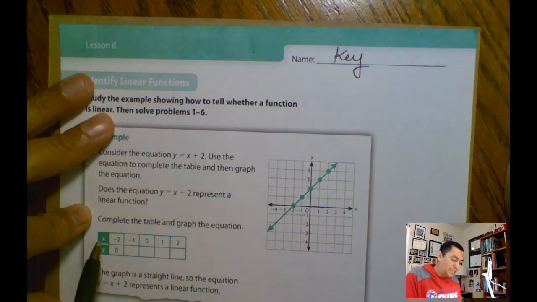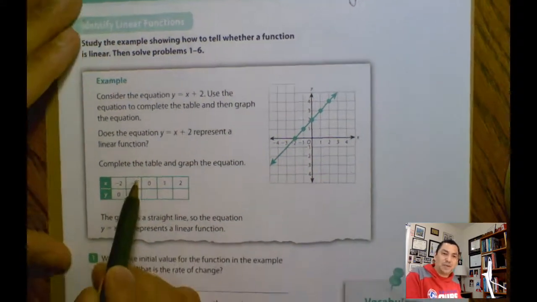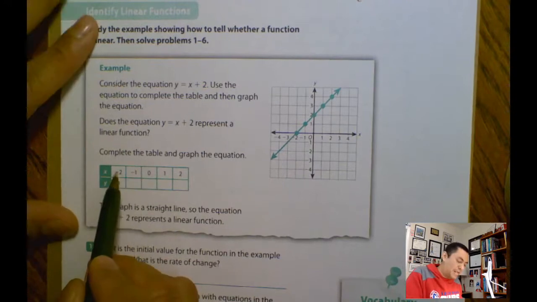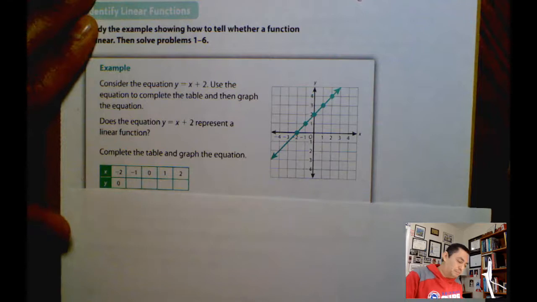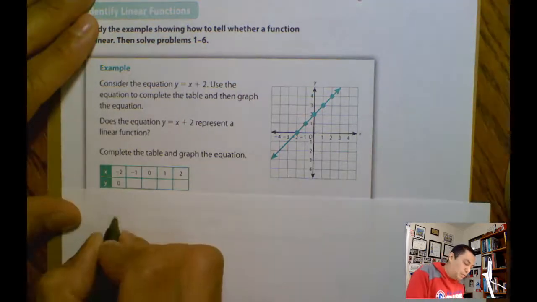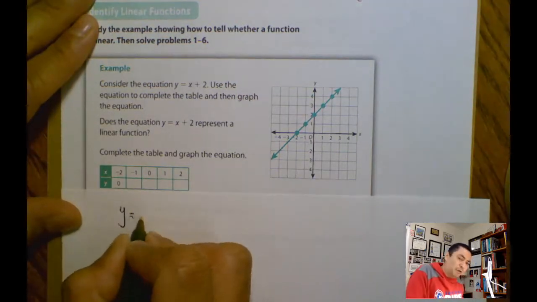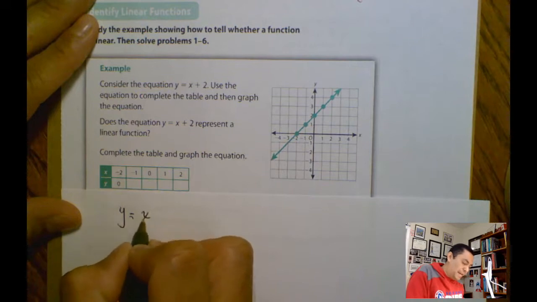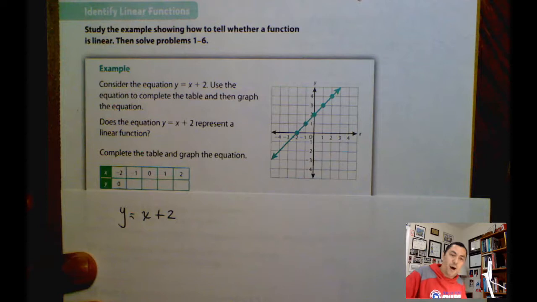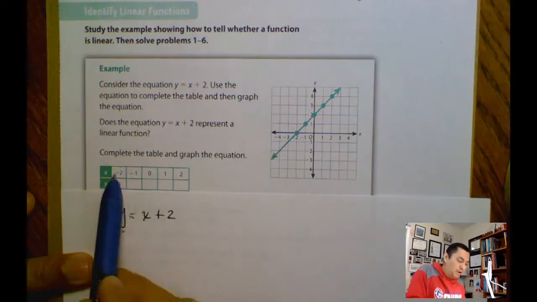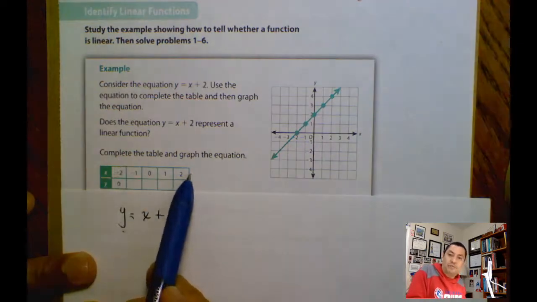So in this case, I have the values of x. They are giving me the values of x: -2, -1, 0, 1, and 2. Now, look what I'm going to do. The equation is y equals x plus 2. So to find the values of y, I need to make the substitution of these values of x.